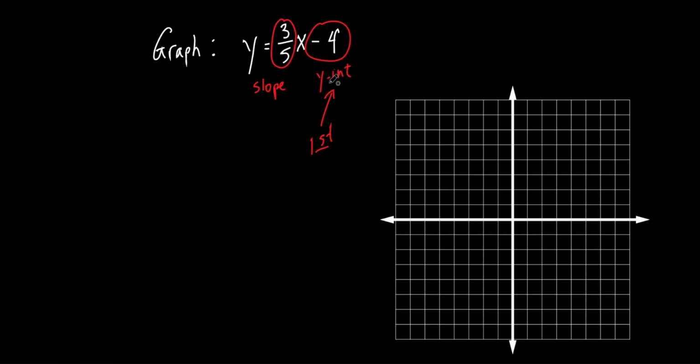What does it mean to be the y-intercept? It crosses what? The y-axis. It's where it intersects the y-axis. So I'm going to put my point on the y-axis. This is the y-axis. Where am I going to put that point on the y-axis? At negative 4, right. So 1, 2, 3, 4. And I put a dot right there.